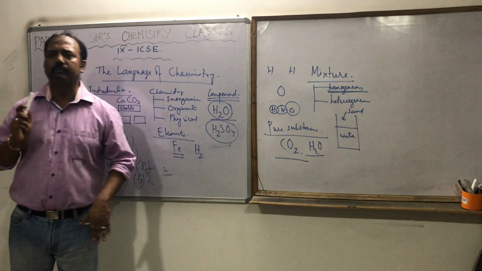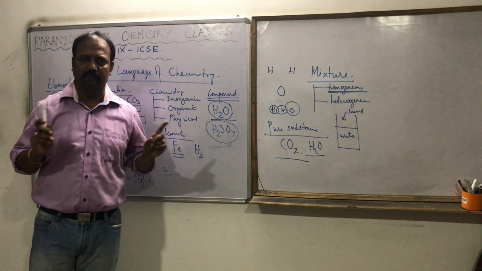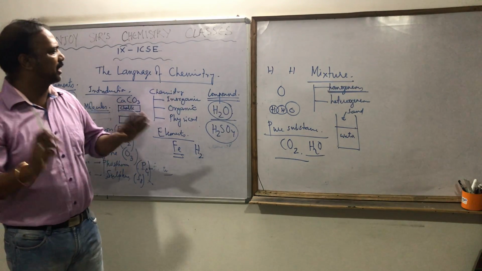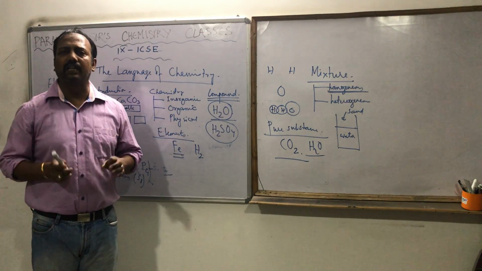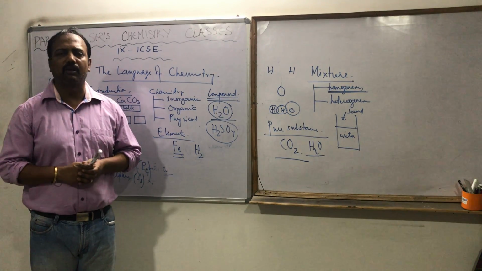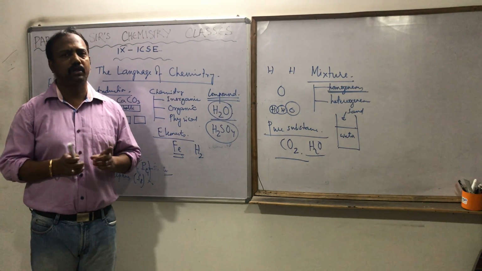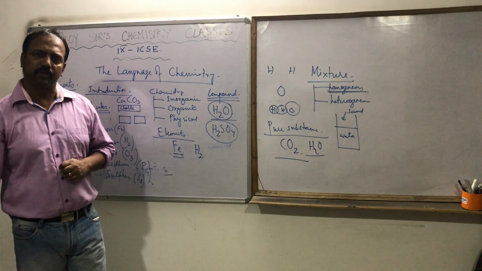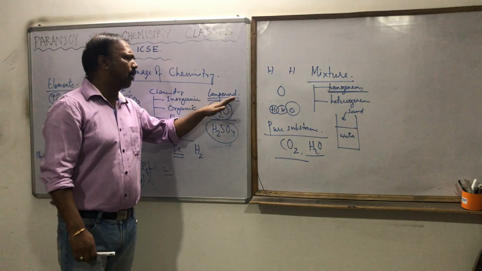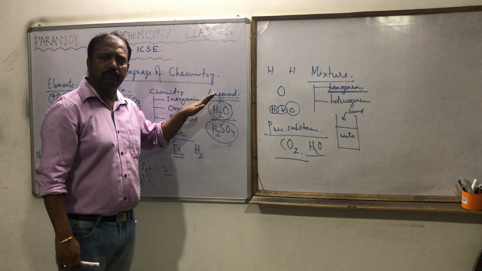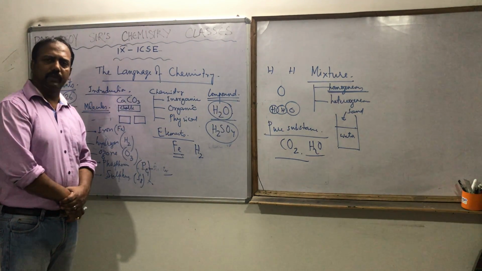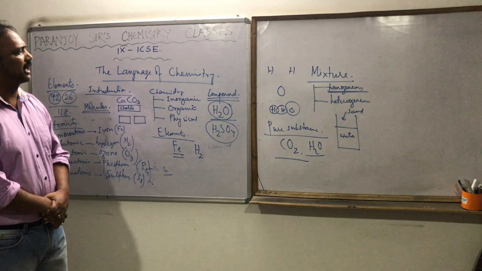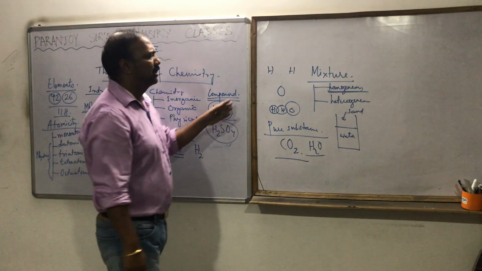What is a compound? A compound is formed by the chemical combination of 2 or more than 2 elements in a fixed proportion. That is what a compound is. So all compounds are molecules, but all molecules are certainly not compounds. Not necessarily compounds.